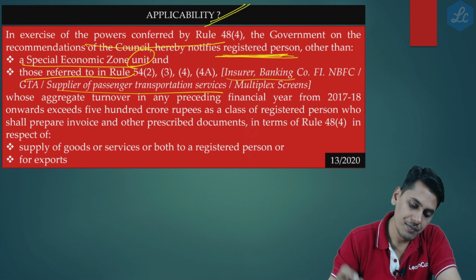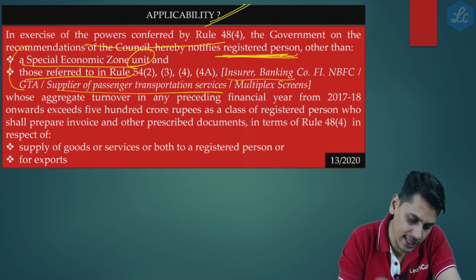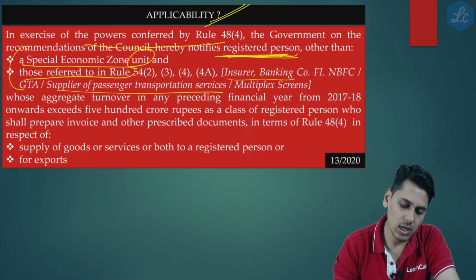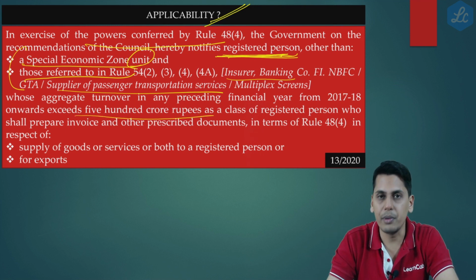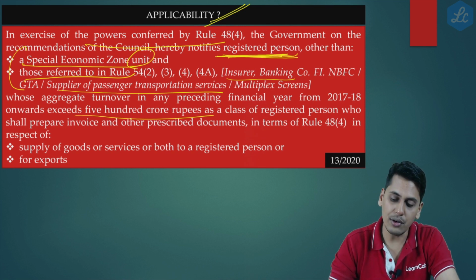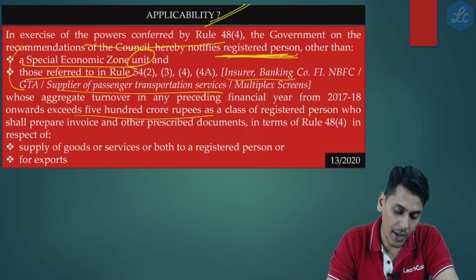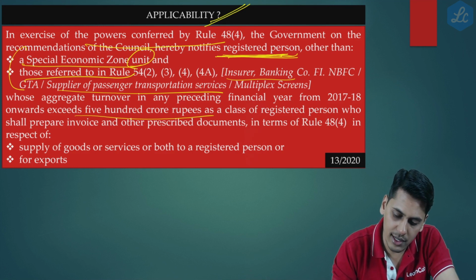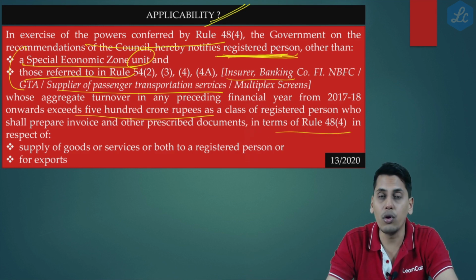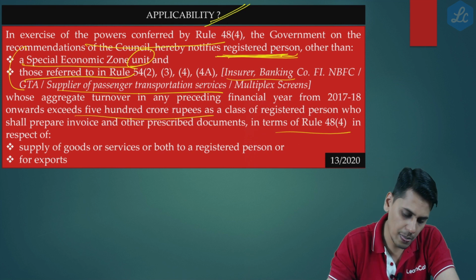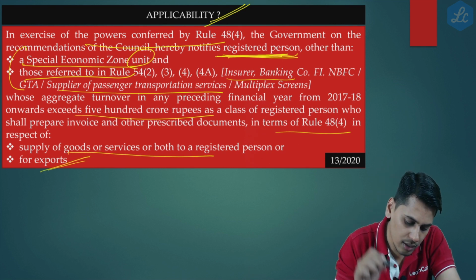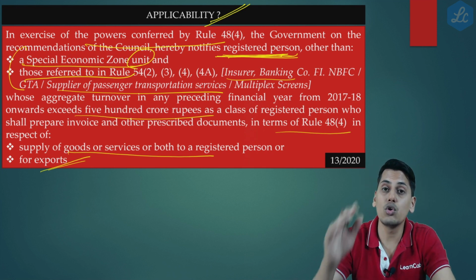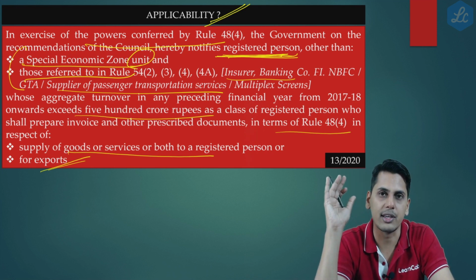So please read along, friends. Hereby notifies registered persons other than these persons whose aggregate turnover in any preceding financial year from 17-18 onwards exceeds 500 crore rupees, as a class of registered persons who shall prepare an invoice and other prescribed documents in terms of 48 sub rule 4 in respect of supply of goods or services or both to a registered person or for exports. So friends, there is so much content in this notification.